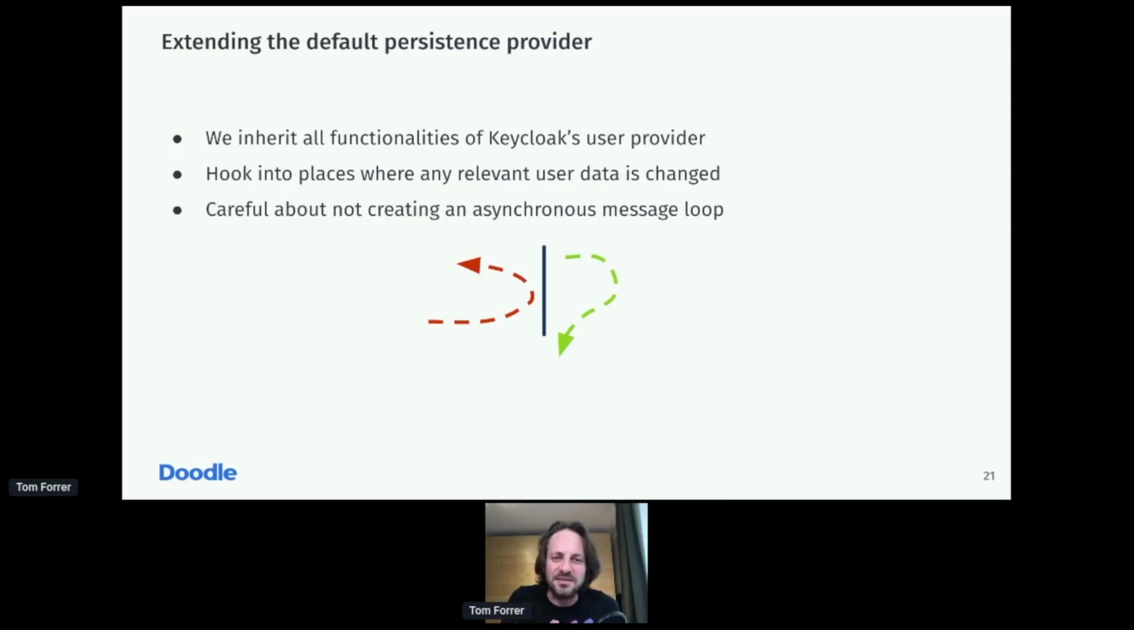About extending this default persistent provider, we didn't change any of its implementation. We inherit all the functionalities around user storage, credential management, identity brokering, and so on. But we just hook into the right places to report back and be careful about the asynchronous message loop.